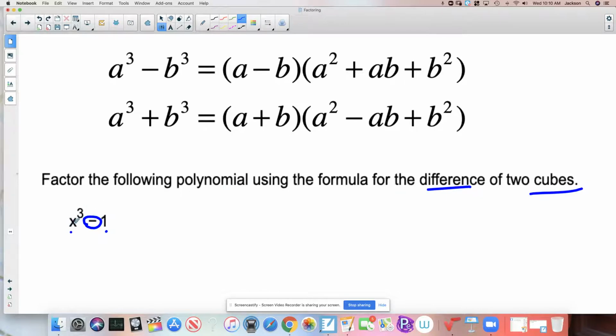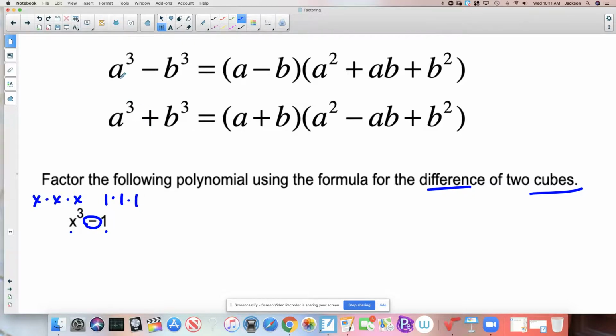Because each one of these numbers can be written as something times something times something. So 1 is really 1 times 1 times 1. X cubed is really x times x times x. Now, when it comes to factoring the difference of cubes or the sum of cubes, this is a curveball that we'll take a look at in a future video.